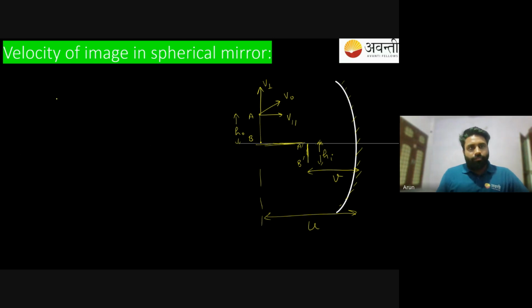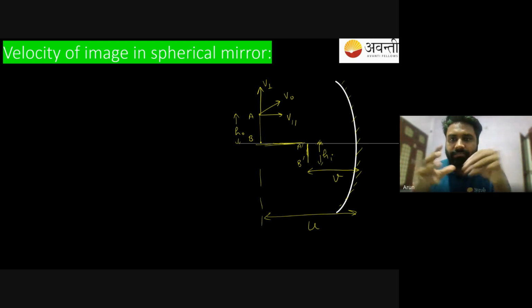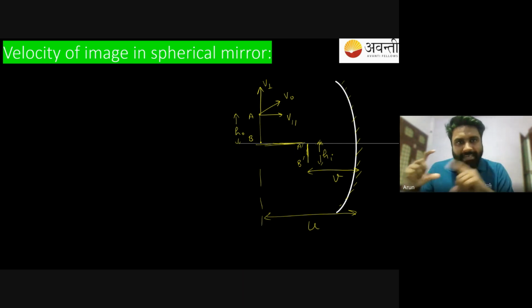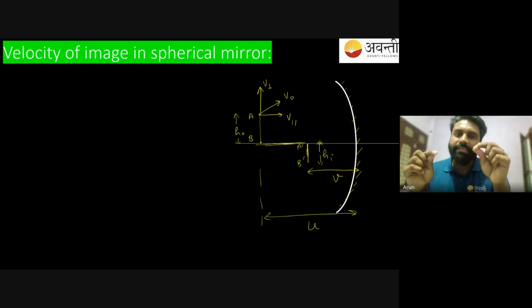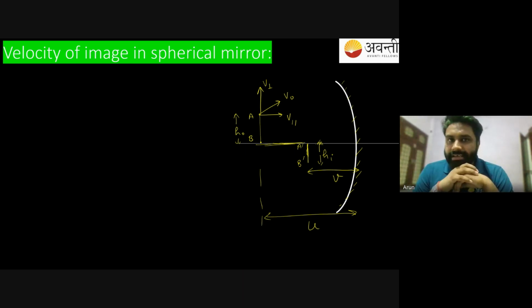Firstly, we will deal with this parallel velocity. One of you tell me, what will this change of V parallel cause? Does it change the height of the object or the image of the object? क्या इस वेलोसिटी का हाइट से किसी भी तरह से लेना देना है? No. This parallel velocity will change the distance of the object and image from the pole.